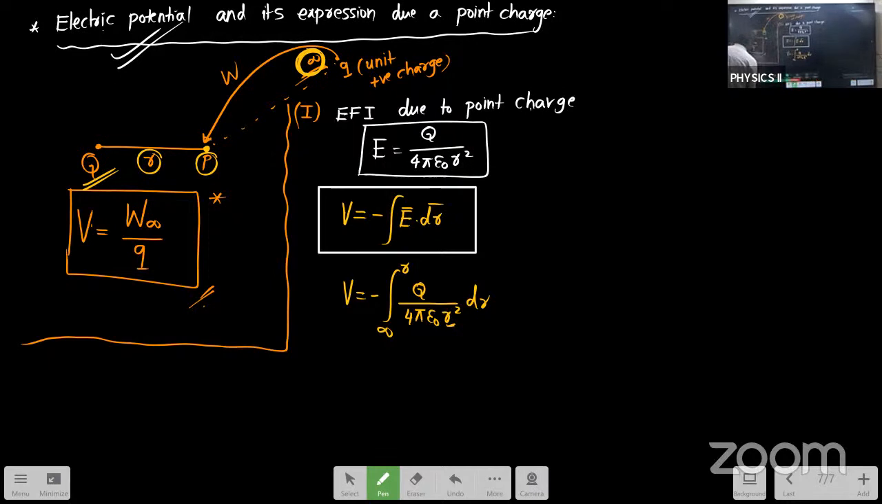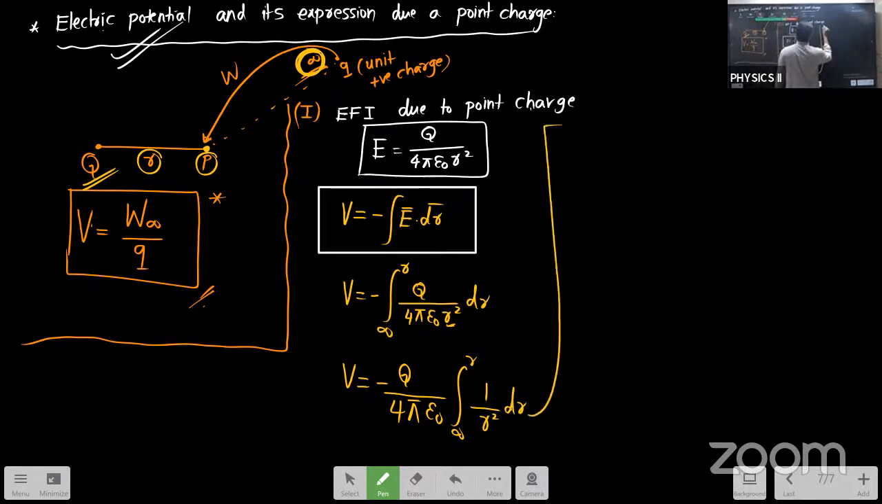What will this formula become? This will become V is equal to minus Q divided by 4 pi epsilon naught. From where to where is the charge coming? From infinity to a particular distance R, and this will become integration of 1 by R square into dr.